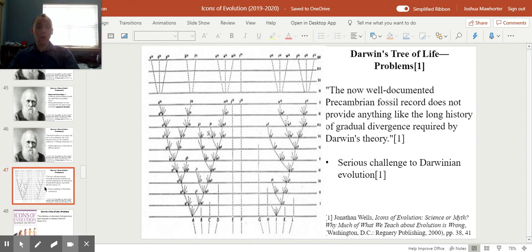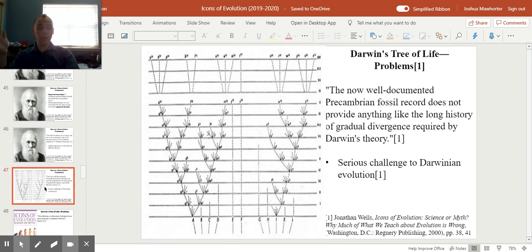Wells also writes, the now well-documented Precambrian fossil record does not provide anything like the long history of gradual divergence required by Darwin's theory. So this is a serious challenge to Darwinian evolution, and there are more. You wouldn't know it from a lot of the discussion of evolution, but there is more than one school of thought than just Darwinian evolution. Even among evolutionists, there are other schools of thought that don't follow Darwinism.